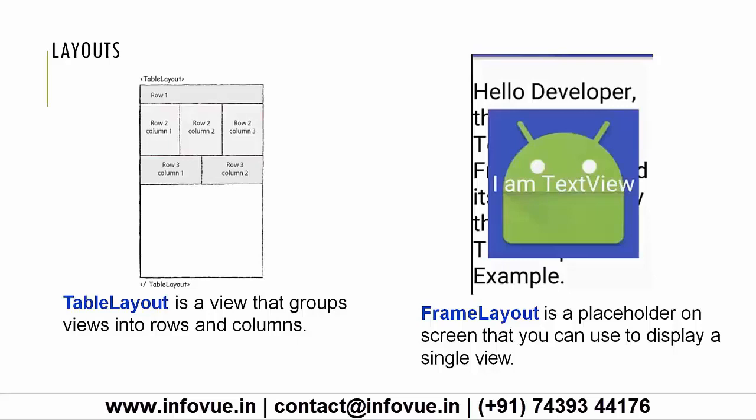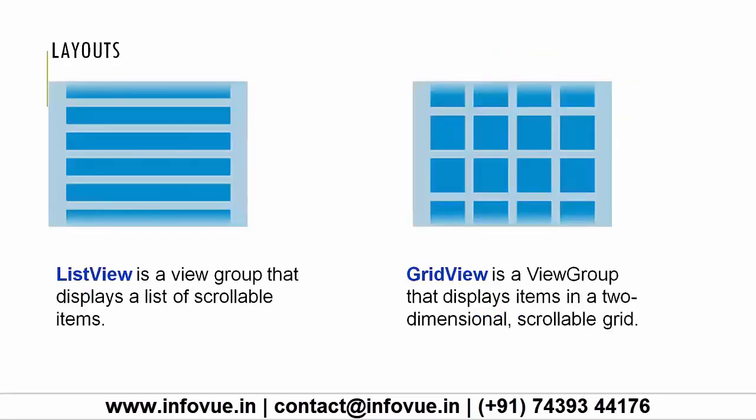And frame layout is a placeholder. Frame layout is a placeholder on a screen that you can use to display a single view. Frame layout is used to display a single component on the screen. List view. List view is a view group that displays a list of scrollable items. Suppose you want to give a list of items which you can scroll according to your need, then you can place your items in a list view layout. And in a grid view layout, you can place your items in a grid manner. Grid view is a view group that displays items in a two-dimensional scrollable grid.